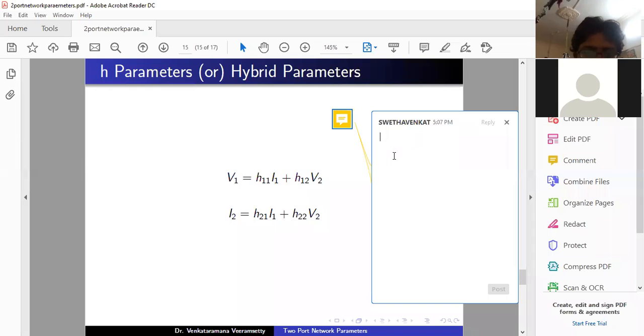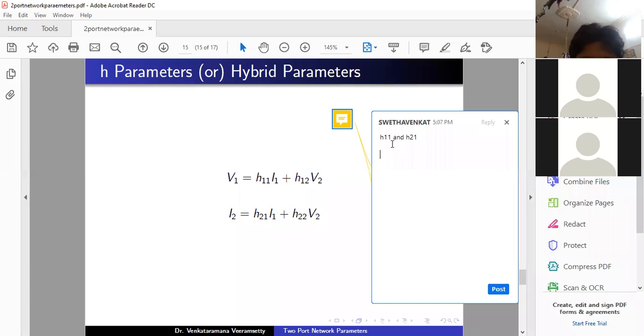Now, if I want to calculate H11 and H21, what do I have to do first? Make V2 equal to 0. That means you have to short circuit the second port.